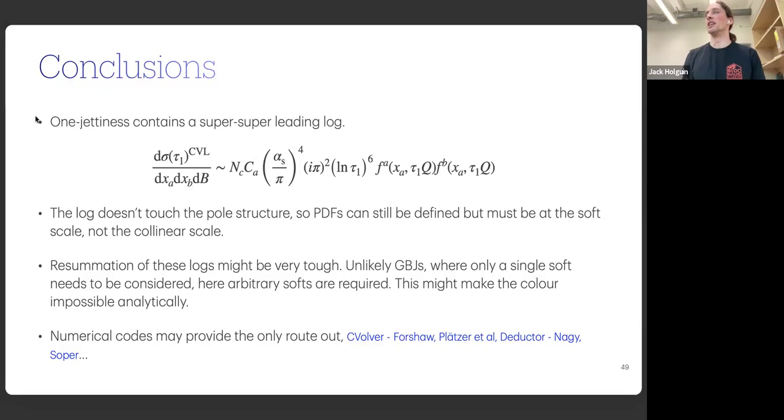I think typically you need to span an order of magnitude in the number of loops you're considering. So it would be very interesting to see if numerical codes do in fact manage to resum this or if they struggle to converge. So yeah, that's everything. Thank you very much for listening.